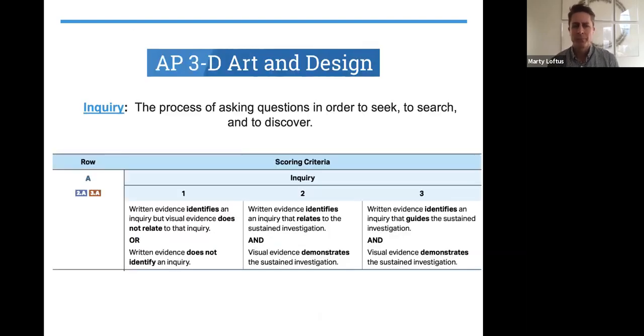First of all, inquiry. And we're going to have a series of videos, a couple down the line. One of them is going to be involving specifically inquiry and what that sounds like. But just to give you a bite-sized chunk of that, you really want to be looking at number 3 here at the top of the scoring rubric, where can you create written evidence that identifies an inquiry that guides and sustains an investigation, and visual evidence demonstrating the sustained investigation.